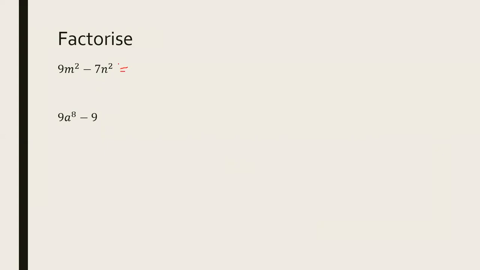Just like this, square root 9 is 3, so 3m minus square root 7n, times 3m plus square root 7n. This is the solution. Very simple.